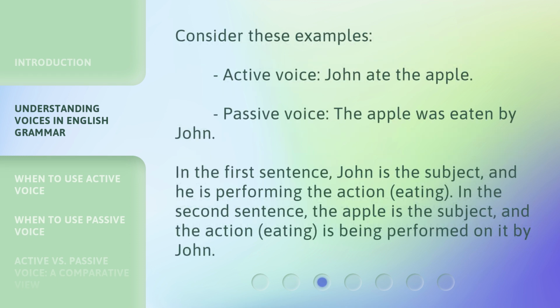Consider these examples. Active voice: John ate the apple. Passive voice: the apple was eaten by John. In the first sentence, John is the subject, and he is performing the action, eating. In the second sentence, the apple is the subject, and the action, eating, is being performed on it by John.